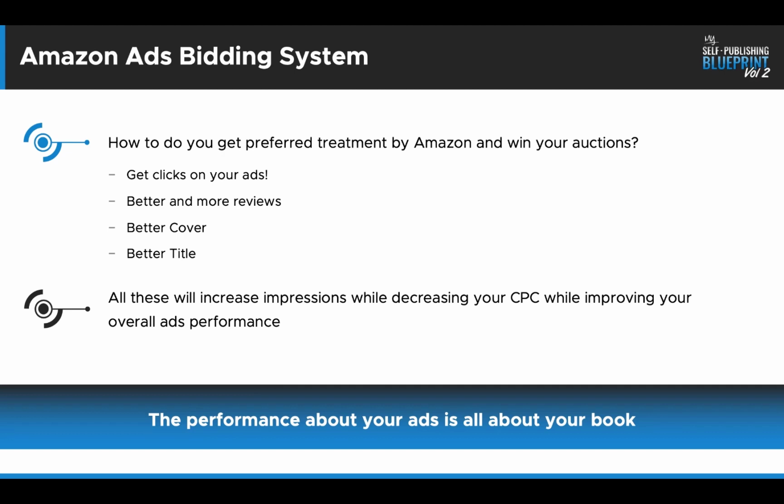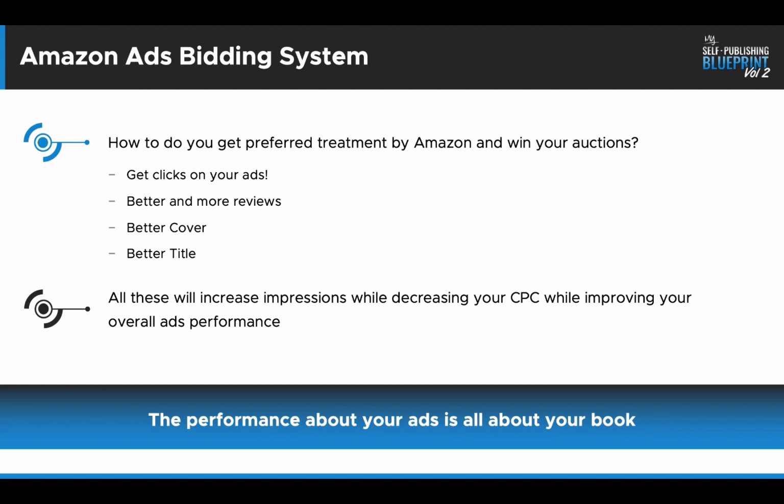Now, how do you get preferred treatment by Amazon and win your auctions? Well, get clicks on your ad for one. Right? Get clicks, get better and more reviews, have a better cover, and have a better title. Those are the basic ones. All of these will increase your impressions while decreasing your cost per click, while improving your overall ad performance. And out of everything else that you take from this, it's the most important thing. The performance of your ads is all about your book. If your ads are not performing, it's because your book is trash.